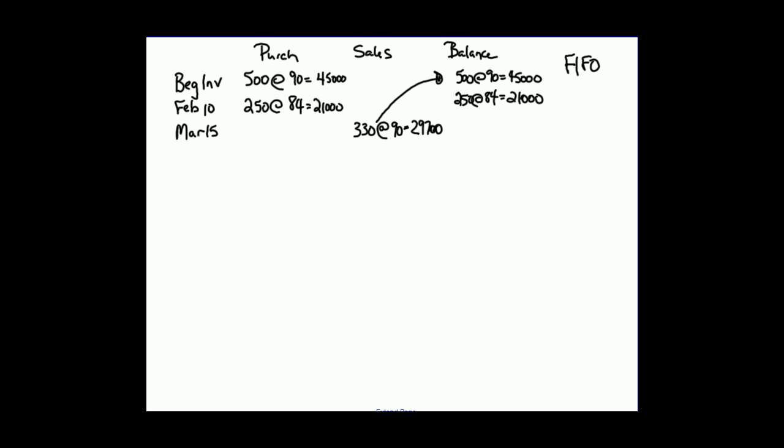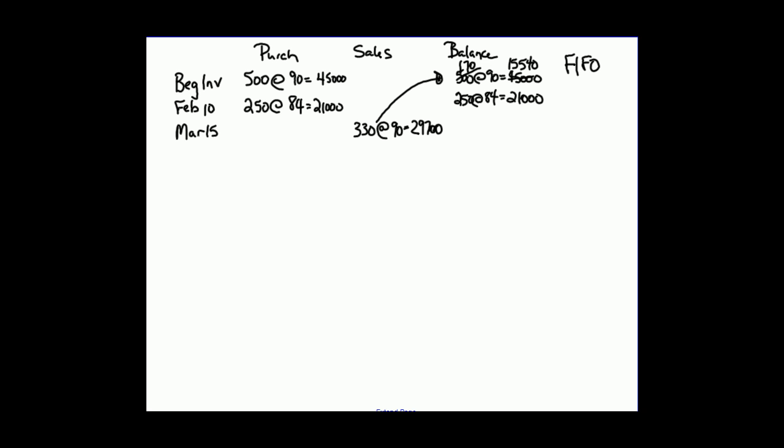Now we need to update the balance. Now you can rewrite the balance. Your textbook examples will rewrite it. Personally, I just like to cross things out a little bit, and from the 500 units, we just sold 330, so we have 170 units left, and that would be a cost of $15,540.